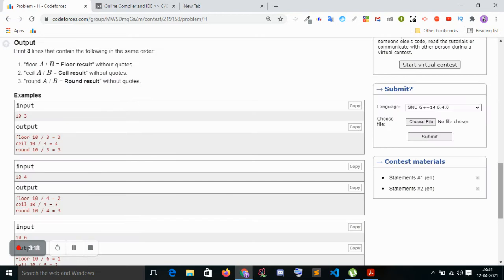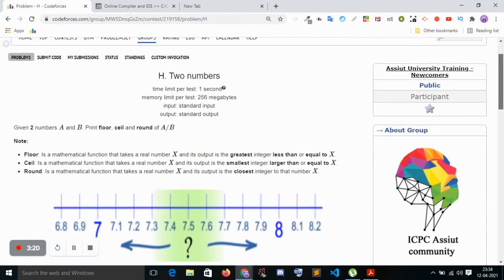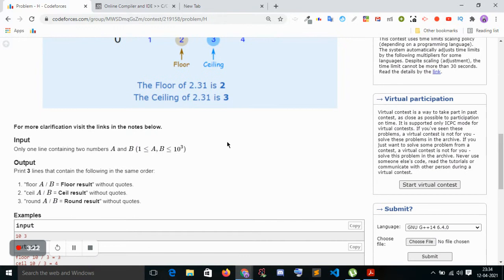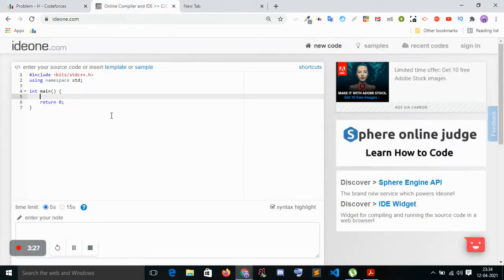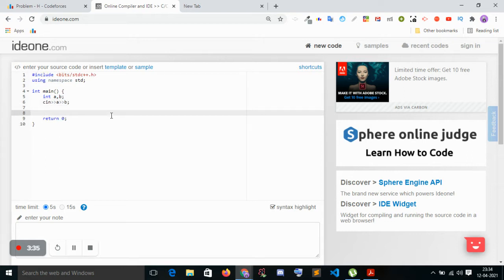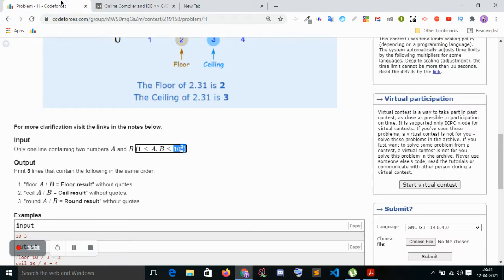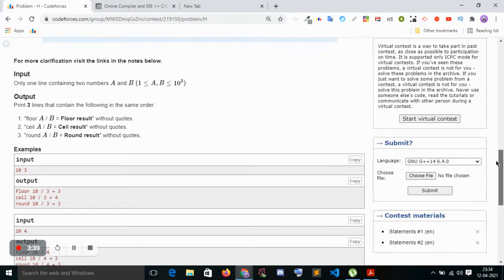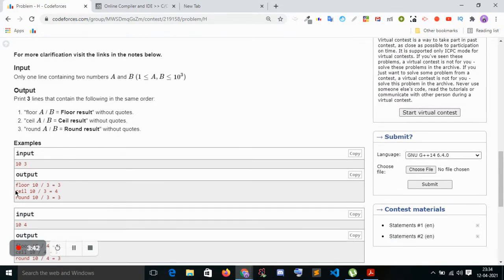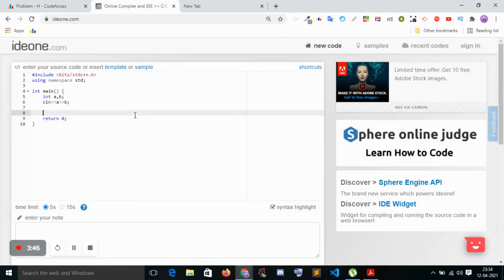So let's get to it. First, int a and b. The constraint is very small, 10 to the power 3, so you don't need to worry about overflow because there is no multiplication here. Now the first condition is that I have to print floor. Floor is very simple.